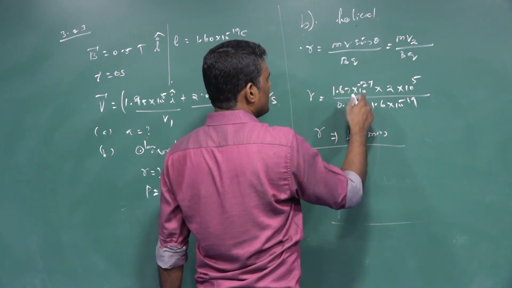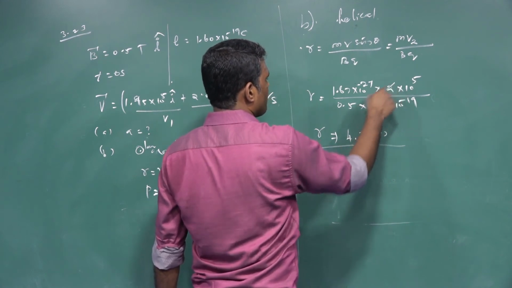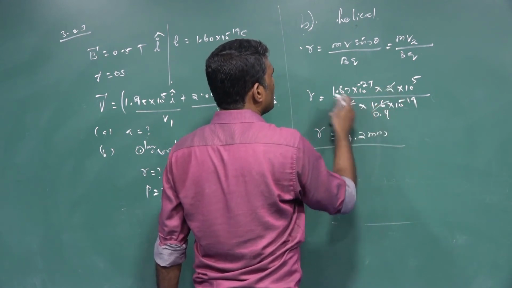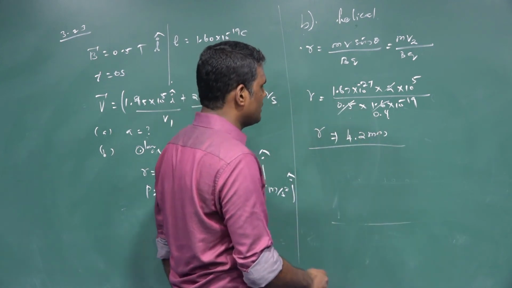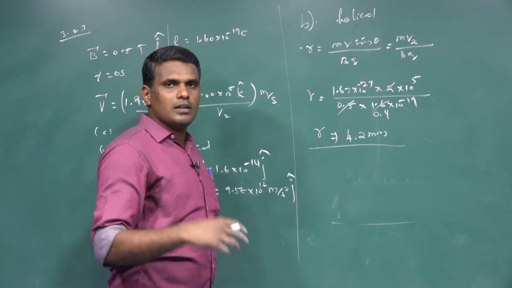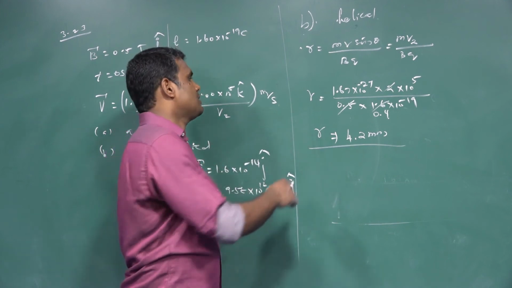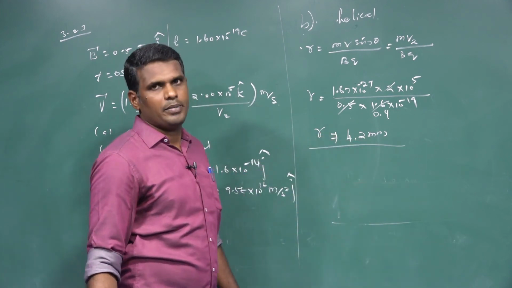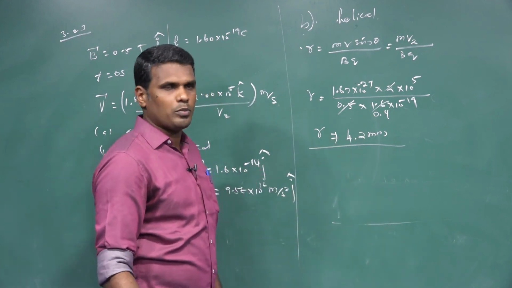If you calculate this, 1 by 2, you will get 4. This is 0.4 if you cancel out. 1.67 divided by 0.4, hardly you will get 4.18 something. So I am rounding it off to 4.2 millimeter. The radius of the circular motion described by the charged particle is 4.2 millimeter. So radius was asked, and we found the value of radius, 4.2 millimeter.